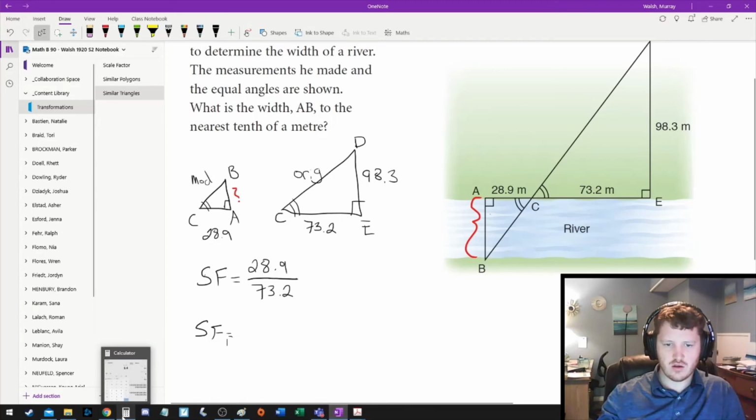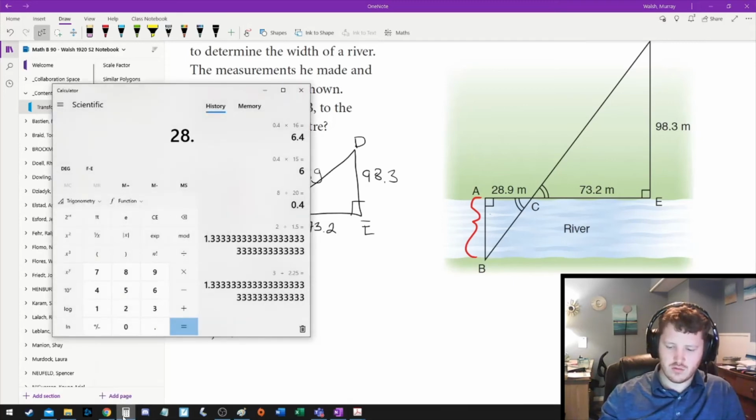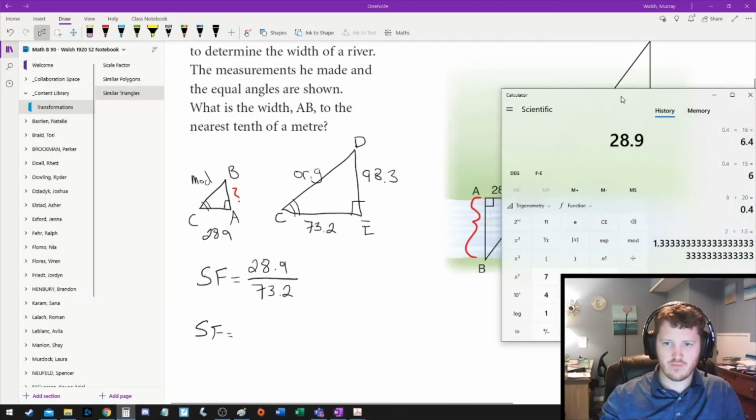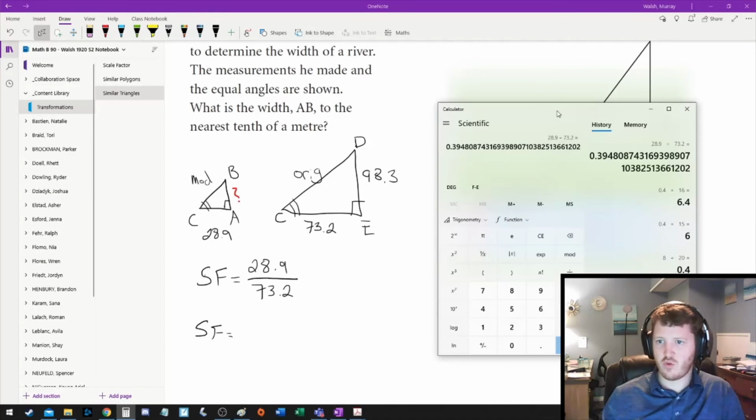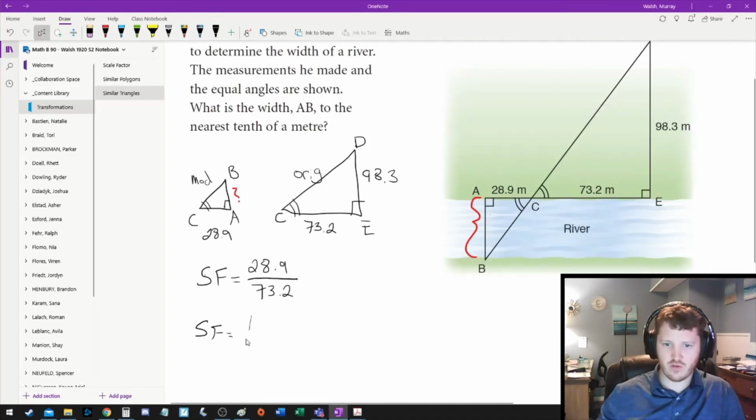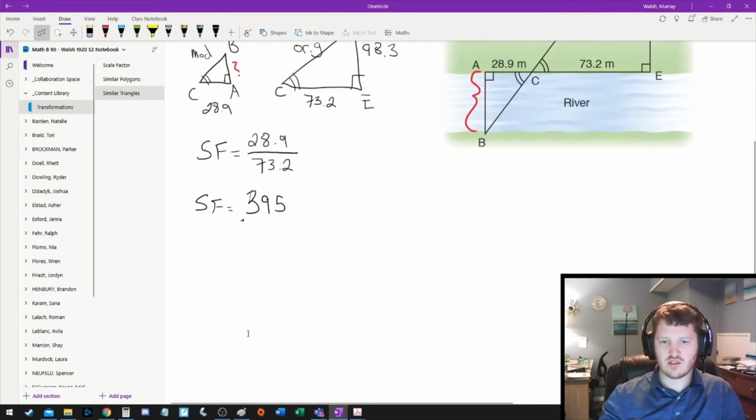28.9 divided by 73.2. And we get a scale factor of 0.395. So I'll round that to 0.395. Okay, using this information, we can now solve. 0.395 will be our scale factor.